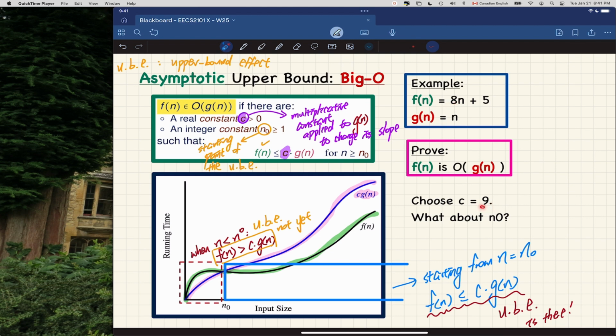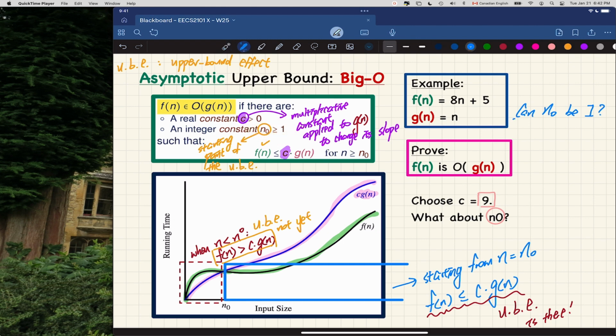If I choose 9 over here, the question will be, what exactly will be the n0 starting from which we're going to get upper bound effects? That's really the question. Before we answer that, let me ask you guys something to help a bit. Given that we already chose c to be 9, can n0 be 1? Remember, according to the formal definition, n0 can be larger than or equal to 1. I'm just choosing the minimum.